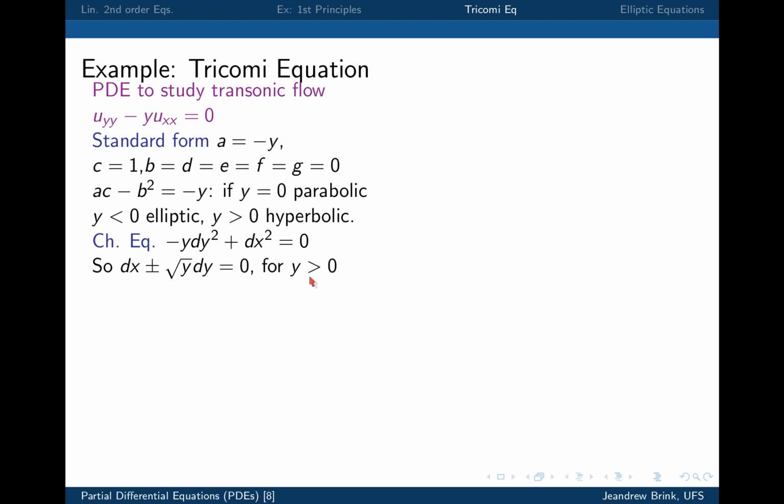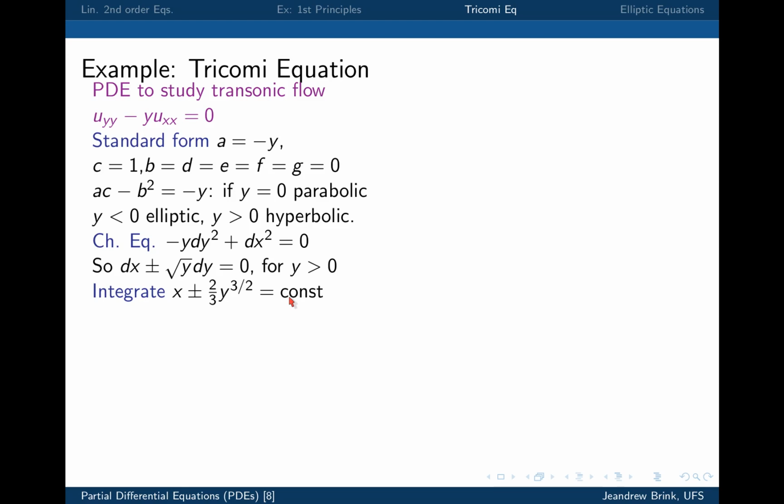And let's first look at the hyperbolic case, where y is greater than 0. I'm going to defer the elliptic case until I've discussed it more generally. This is the characteristic equation, and you can solve it by integrating it. You simply get the integral of dx, which is x, plus or minus the integral of the square root of y dy, which is simply 2 over 3 y to the 3 over 2, equals a constant.